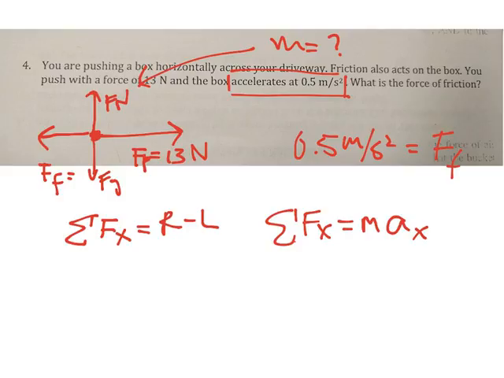So here we go. Well, I know what the right is, right? It's 13. So we can fill that in. So the 13 minus the left, which is what we're trying to find, is equal to the mass, which we don't know, times the acceleration, which we do know, 0.5 meters per second squared.